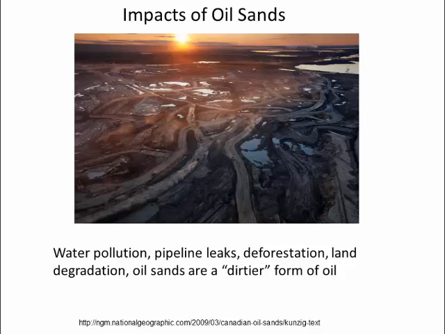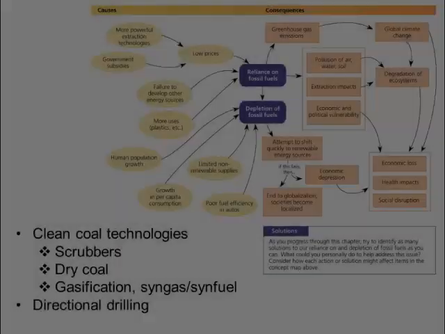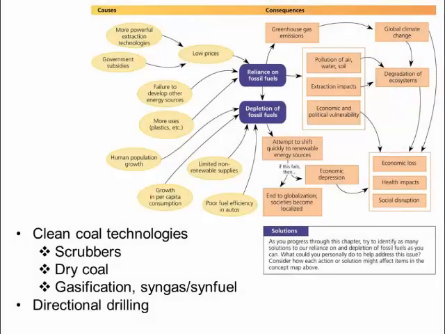Using alternative fossil fuels such as oil sands produces more carbon dioxide than traditional fossil fuels. Specifically, oil sands produce 14% to 20% more carbon dioxide than conventional oil. Shale oil is even more polluting. This slide features figure 19.23 from your book.